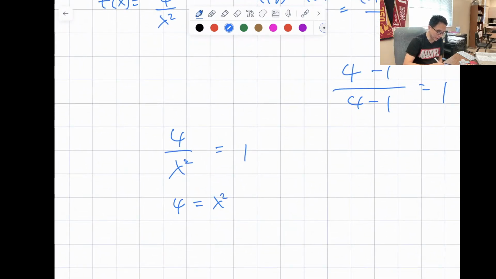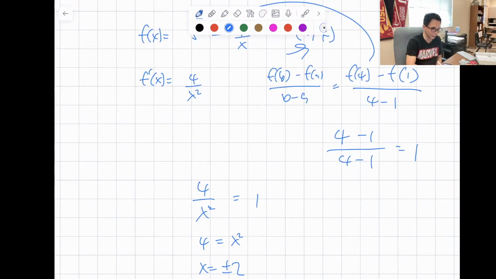4 equal to x squared. If you cross multiply, x equals plus or minus 2. But only one of them is within this interval, so c must be 2. And that's the only time that you have exactly the same slope.